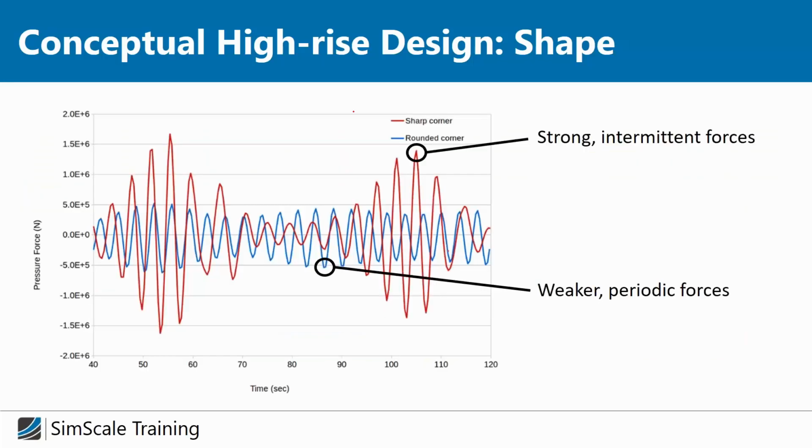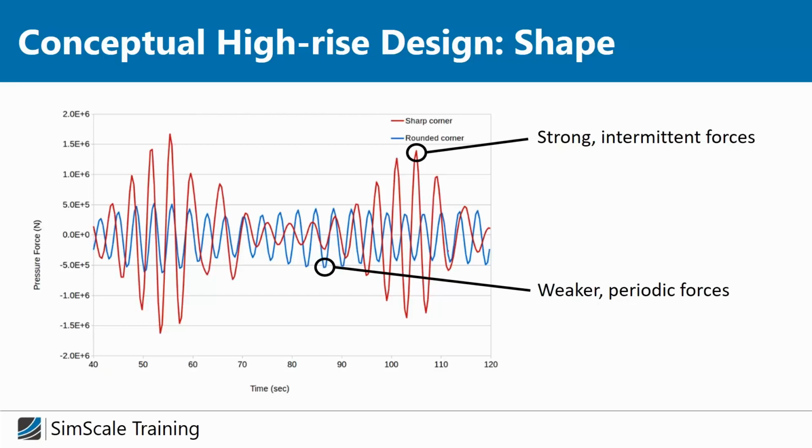And here you can see the forces compared. So we had the same load case, and what's very interesting is that it's basically a completely different kind of physics. When we have this initial design with the sharp corners, we have much stronger intermittent forces. But if we use rounded corners, the forces in total are weaker, but they are periodic.